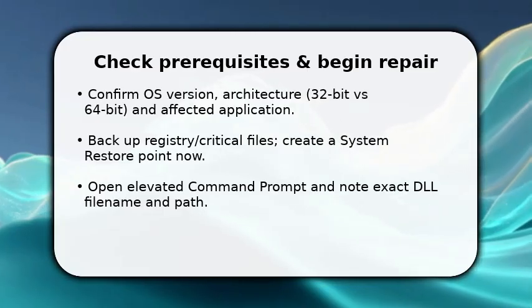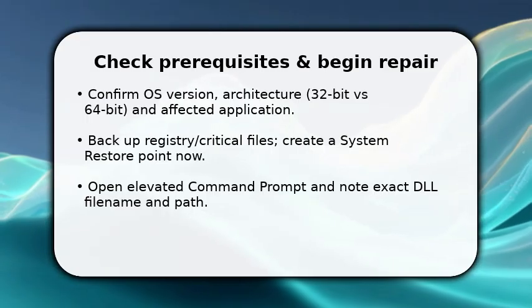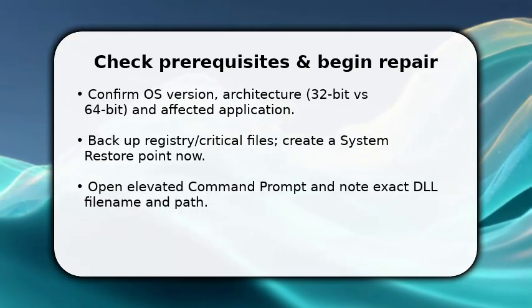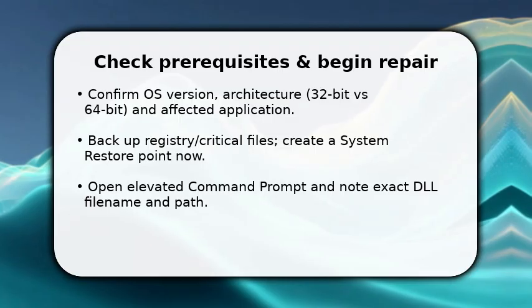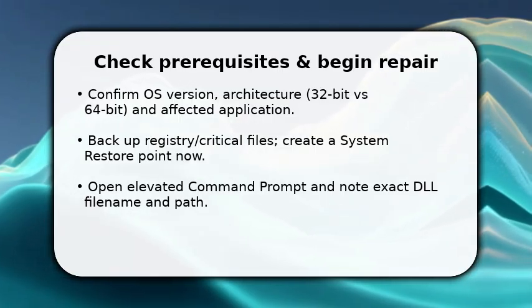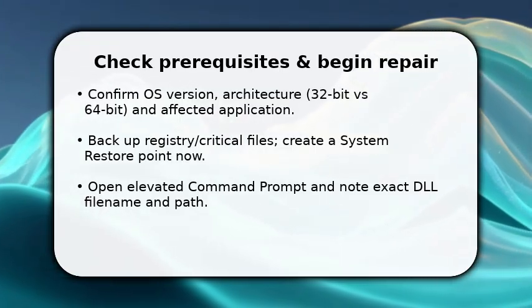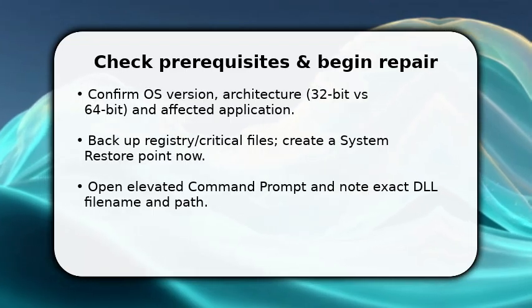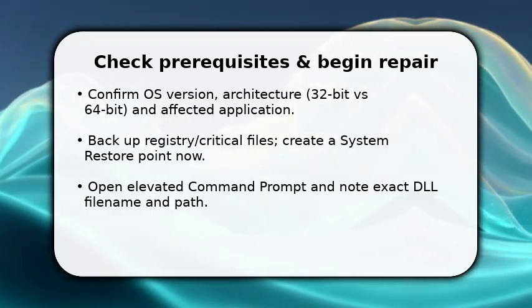You start by confirming the operating system and whether the app is 32-bit or 64-bit, because the wrong DLL bitness breaks things. Once you have that, create a system restore point and back up any registry keys you might touch so you can revert. Next, open an elevated command prompt.